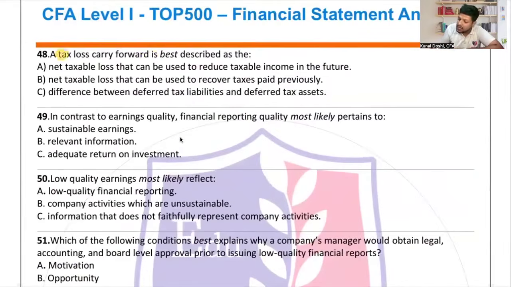Also, one more thing I have seen, very important. Tax loss carry forward. What is tax loss carry forward? Right now, you have a loss which you can use to set off your tax payable in the future. So that's a benefit. Remember, tax loss carry forward is always a DTA. Without a doubt, it's always a DTA. So it's best described as a net taxable loss that can be used to reduce the taxable income in the future. True. Understood? Correct. Those who have a tax background, for them it might be very easy. Got it, everyone?